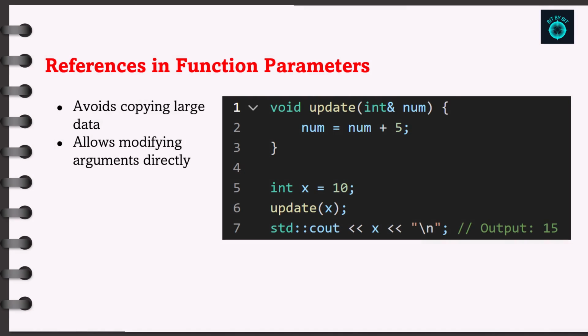References in function parameters. References are very useful in function parameters. Instead of copying a variable, you can pass it by reference to avoid performance issues. This also allows the function to modify the original variable. In this example, we define a function called update that takes an integer reference. It adds 5 to the number. We call update with x, which is 10. After the function call, x becomes 15.